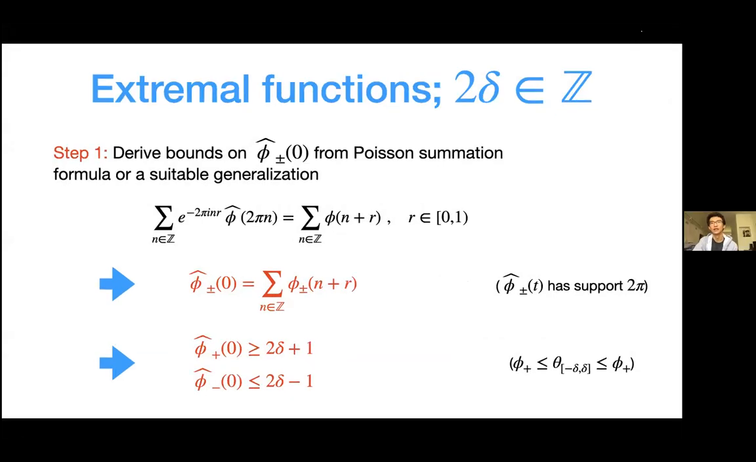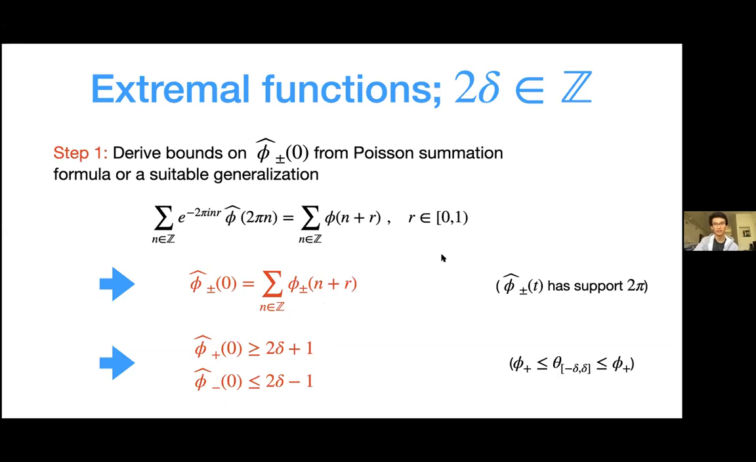Okay. Right. So we consider the Poisson summation formula, and because this phi hat has finite support, only the zero mode survives here, and it equals the sum over integer-spaced numbers. And now you also use this phi plus minus bound on the characteristic function of the interval. From there, you just derive these bounds: phi plus is bounded from below by 2 delta plus 1, and phi minus is bounded from above.